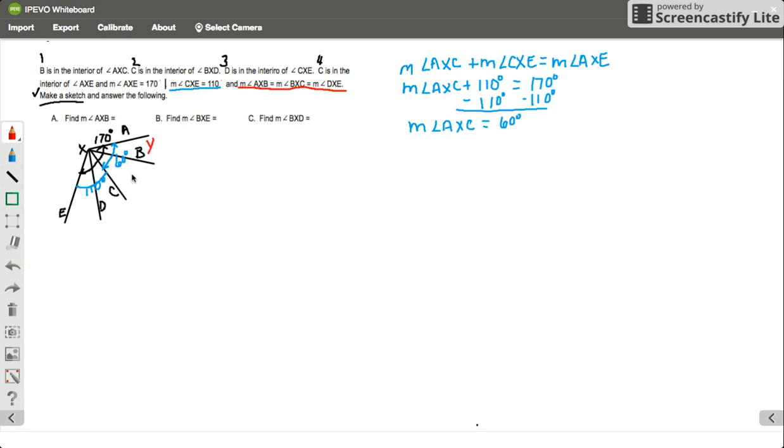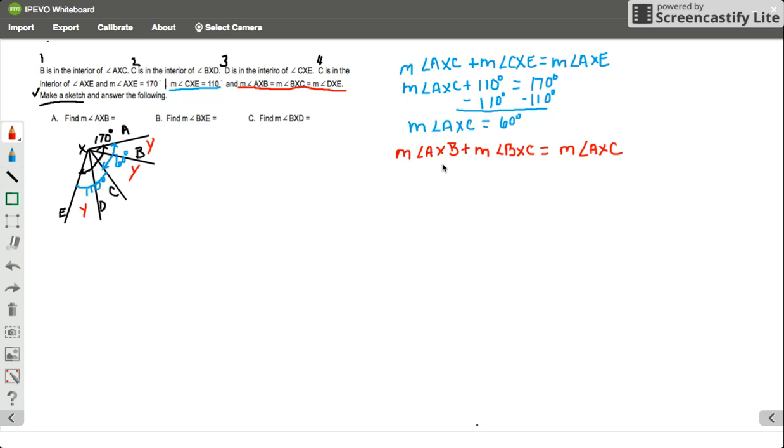So angle AXB, angle BXC, and angle DXE, we're going to label their measures as the same common variable. If you notice, the angle we just found, AXC, is made up of two common variables. So once again, we can use the angle addition postulate, the sum of the parts. So the measure of angle AXB plus the measure of angle BXC will equal the measure of the entire angle, which is AXC.